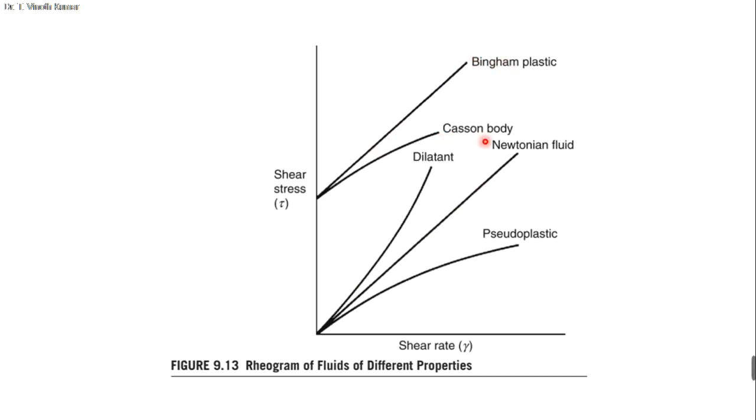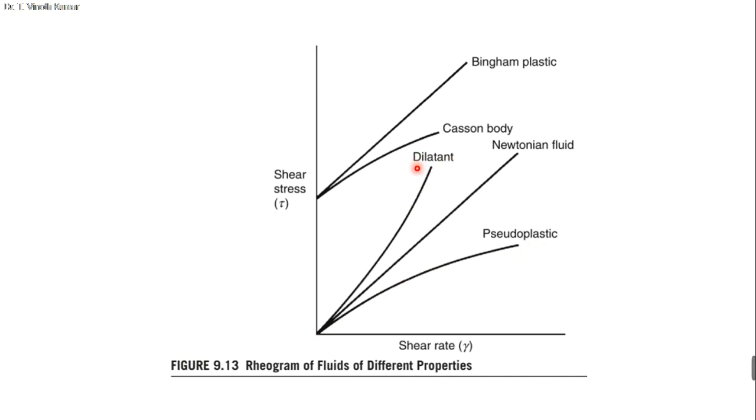But the Casson body originates from the Bingham plastic and curves toward the bottom. At the same time, the pseudoplastic and the dilatant both originate from the same origin as the Newtonian fluid. The pseudoplastic rises and curves toward the bottom, and the dilatant goes toward the top. That is the difference.